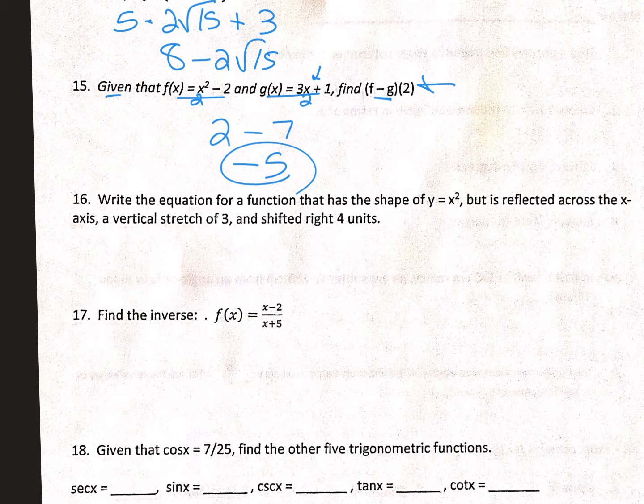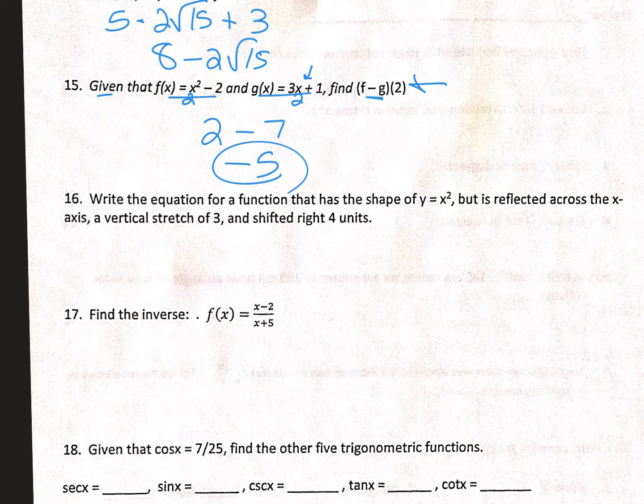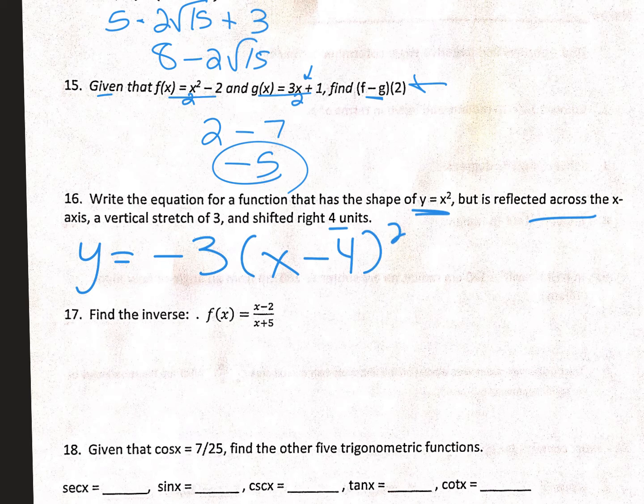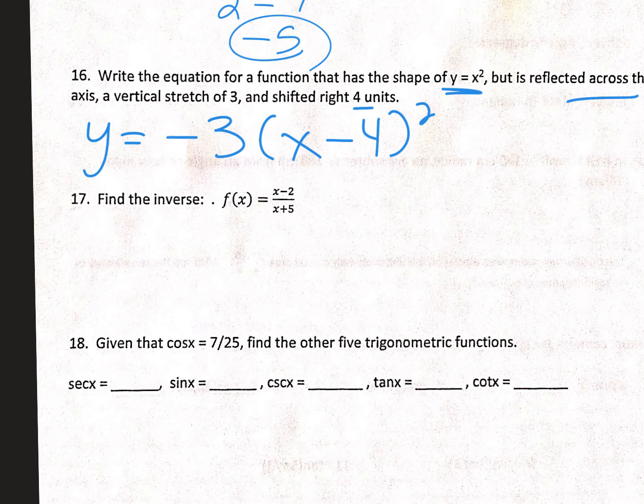Number 16, I wish you could see me doing the gestures right now, but you can't. It says write the equation of the function in the shape of that parabola. It's reflected across the x-axis. Let's start there. It's reflected across the x, that's negative. Has a vertical stretch of 3. That means there's a 3 in the front. And it's shifted right 4. The 4 must be inside, and it's the opposite of what you think. So right would be x minus 4. Don't forget the square.